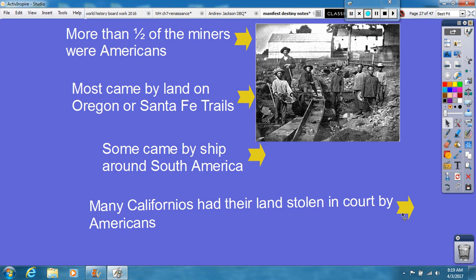And many Californios, which were the Mexicans living in California, had their land stolen, and courts in America basically backed up squatters, which are American settlers that just took the land. And so much of the land that was originally the Californios' is just taken from them, and still to this day has never been returned, nor has any legal action been taken to actually give them money for all the land that they had lost, and that's like what happened after World War II with the Japanese.